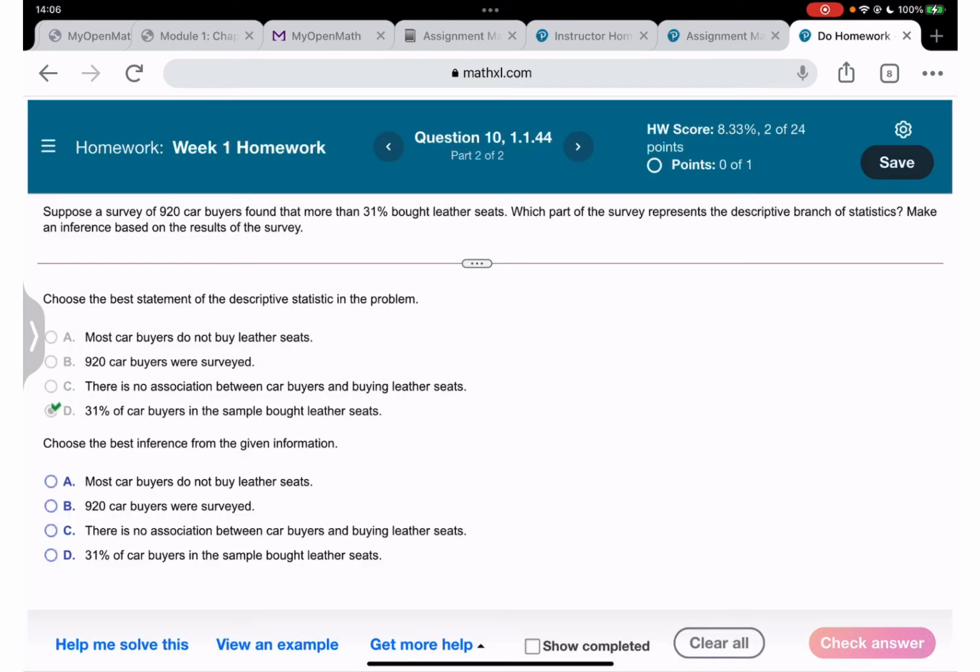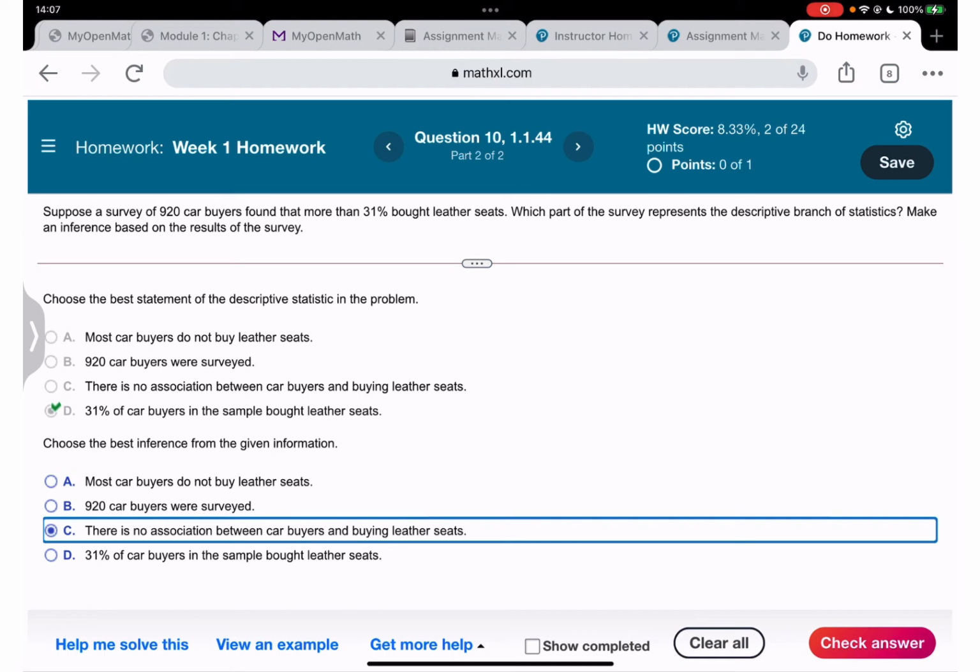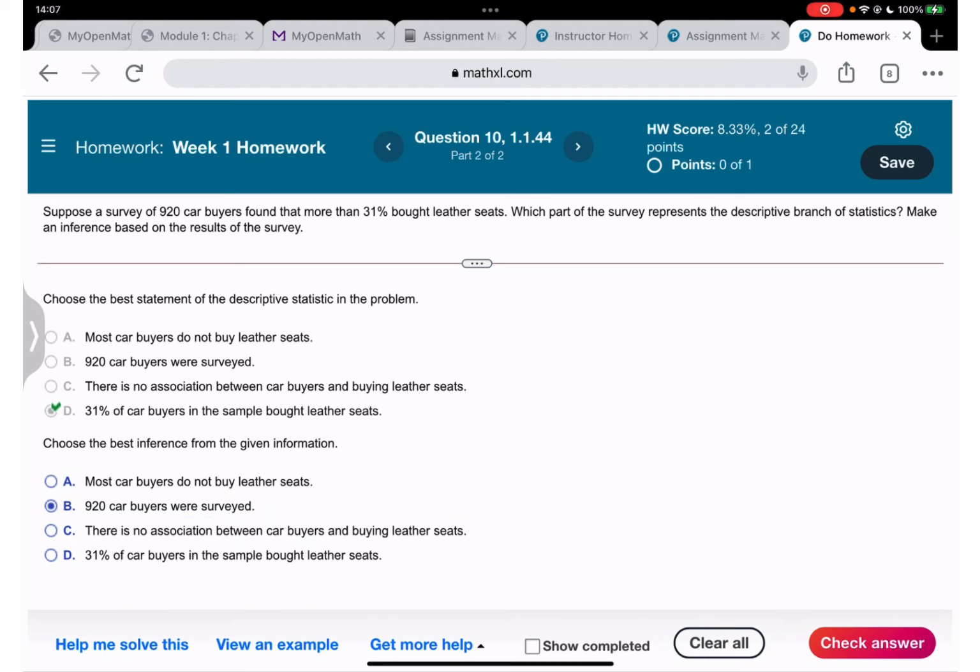Fantastic. Okay, next question. Choose the best inference. So meaning what conclusion we can draw. So, most car buyers do not buy leather seats. It's because if it's 31%, then the rest do not buy, right? 920 car buyers were surveyed. That will be, I'm sorry, that was surveyed. That will be descriptive. It's just describing the fact.